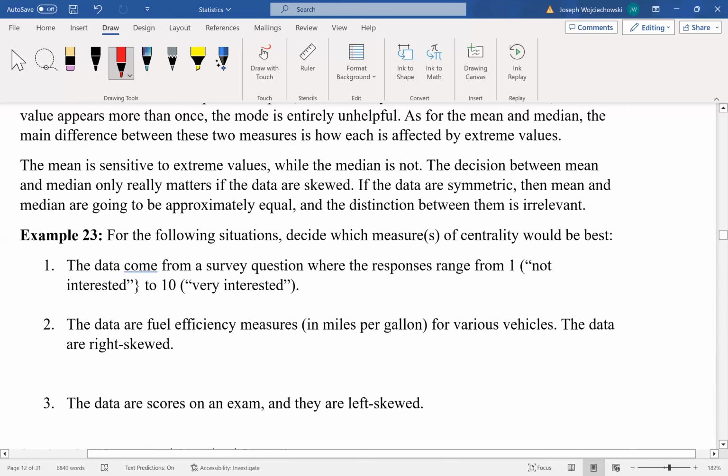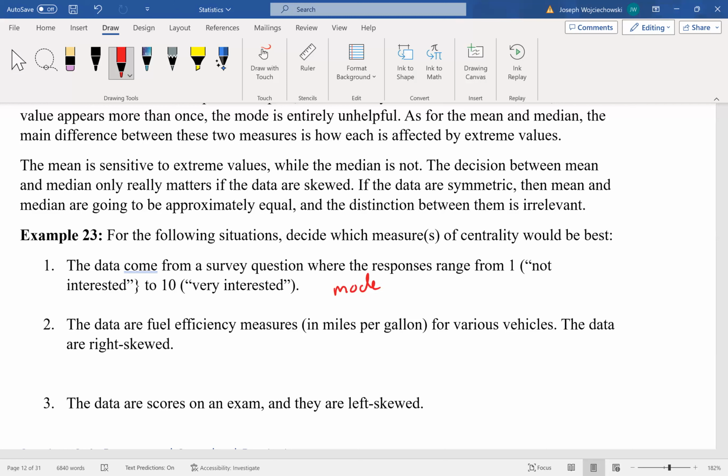The data come from a survey question where the responses range from 1 to 10. What do you think? The middle value is going to be 5. So really the best bet here is the one that's the most often, the mode.